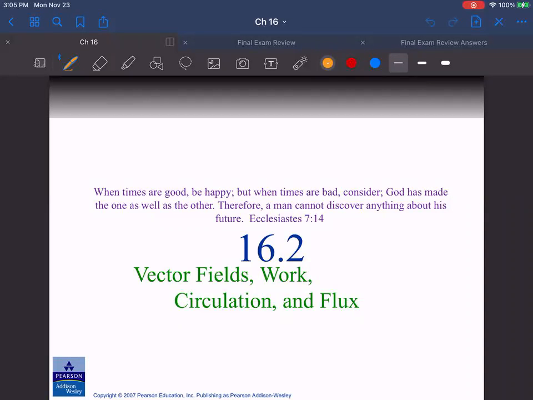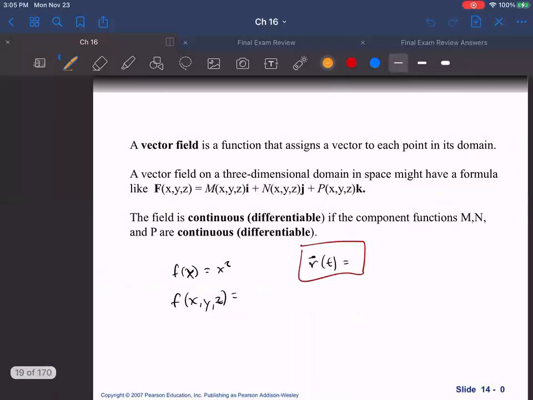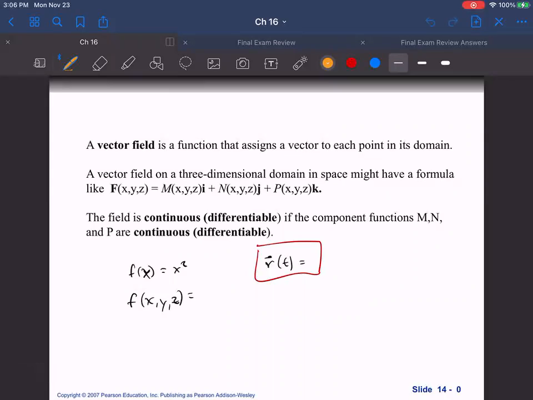All right, we're going to get going here on 16.2. We're going to look at vector fields, work, circulation, and flux. So we're going to start with the idea of a vector field. So far up to this point, you've pretty much just done scalar fields.